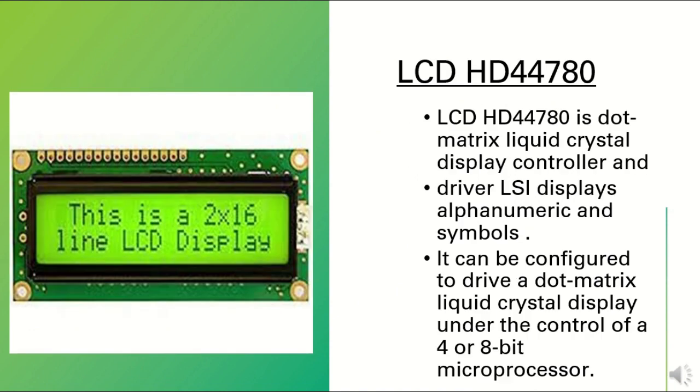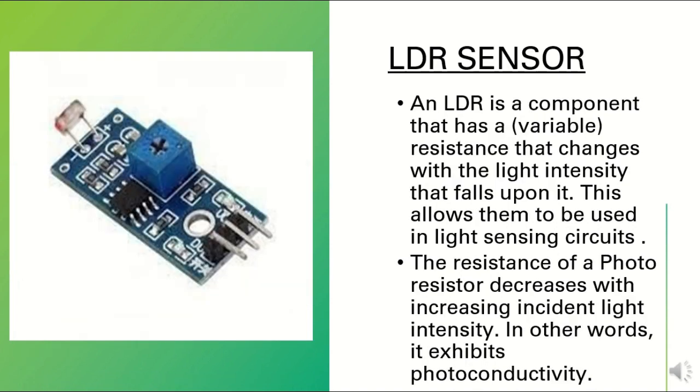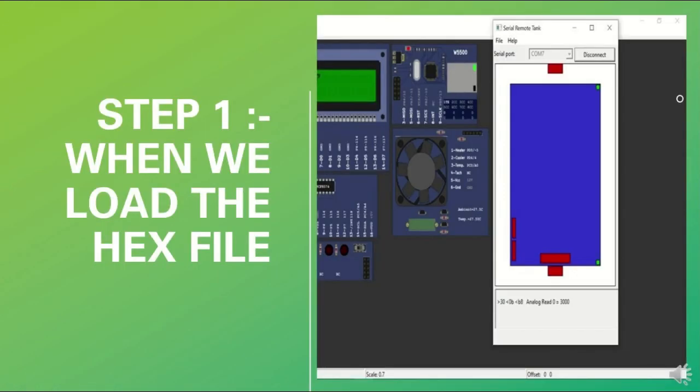Here is the LCD HD44780 overview. It drives LCD displays of alphanumeric characters and symbols. It can be configured to drive a dot matrix liquid crystal display under the control of a 4 or 8-bit microprocessor. Here is the light dependent resistor sensor overview. Basically, an LDR is a component that has a variable resistance that changes with the light intensity that falls upon it. This allows them to be used in light sensing circuits. Here is when we use the Blynk app, when we load the hex file.